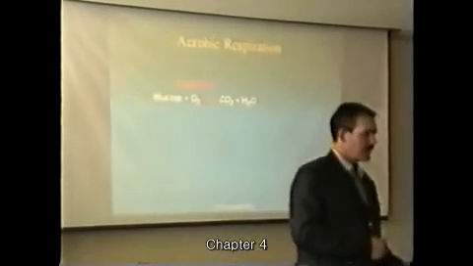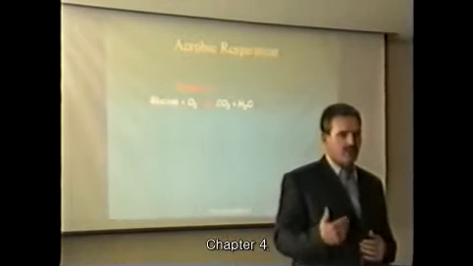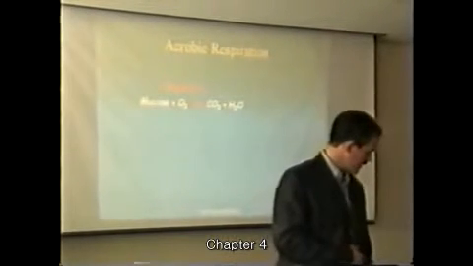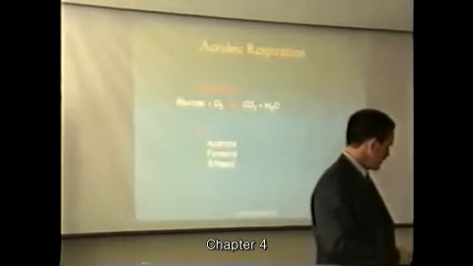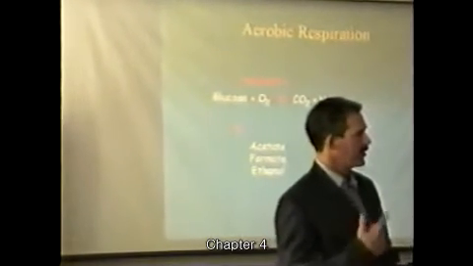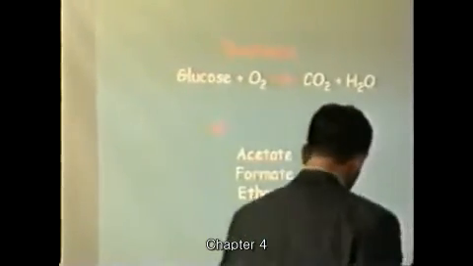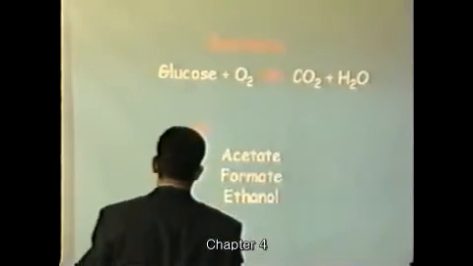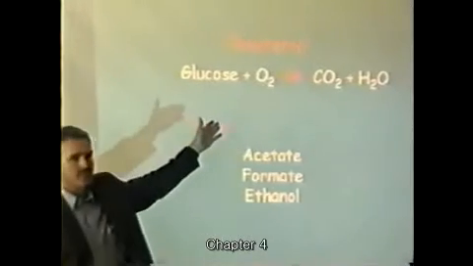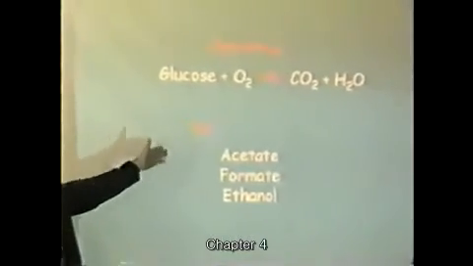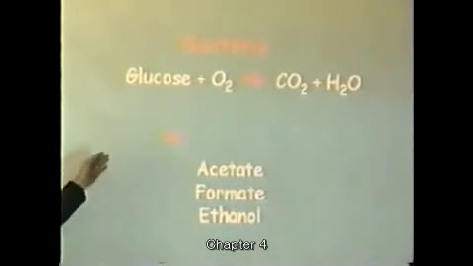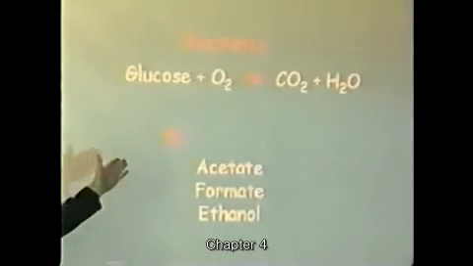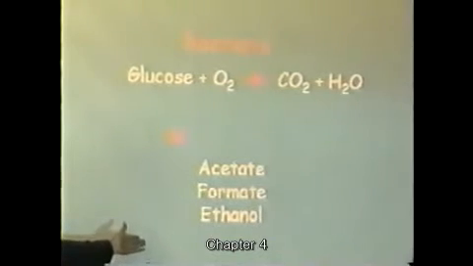However, when you have a problem with providing oxygen, your system is under stress, and it does a metabolic spillover, overflow. What happens is the glucose is not converted to CO2. It's converted to acetate, formate, ethanol, and in that order. The reason for that is depending on the amount of stress the system has.